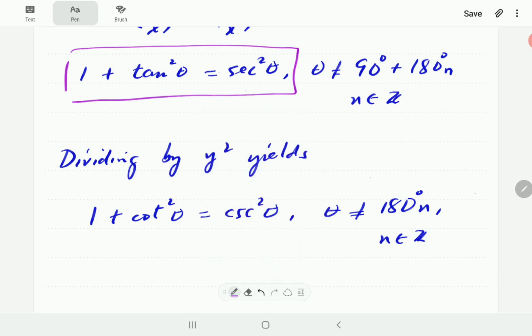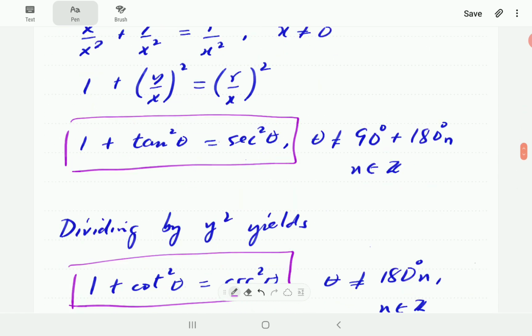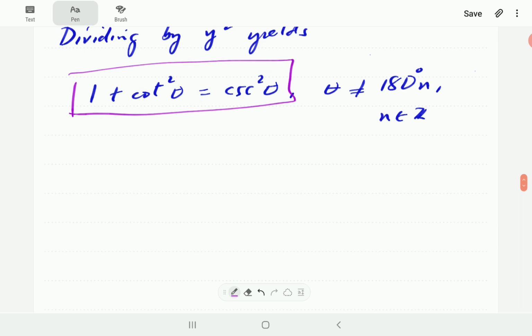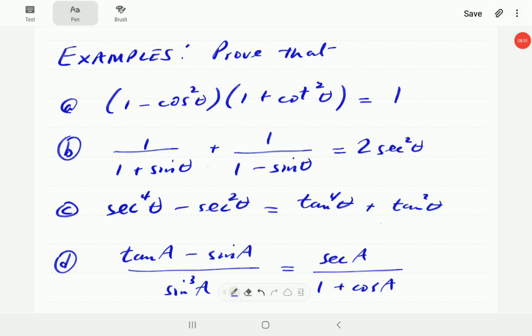Okay, so these are our three fundamental identities of trigonometry, which we are going to use below to work out some trigonometric identities. So let's look at the examples. Alright, so suppose we have these examples here that we need to prove.